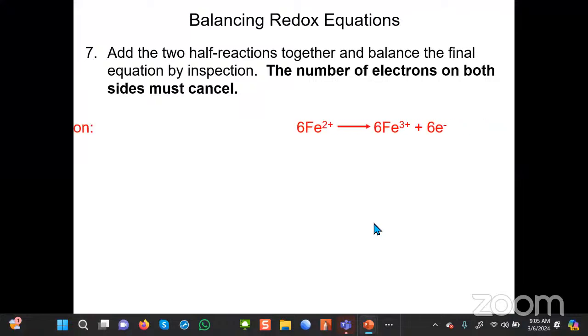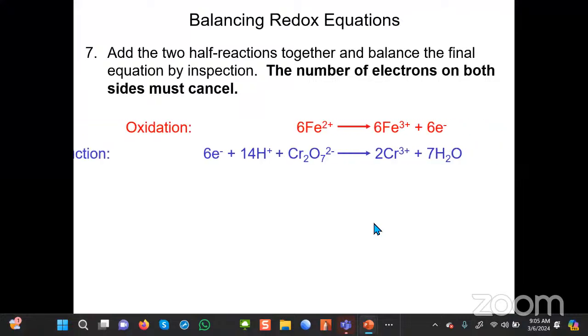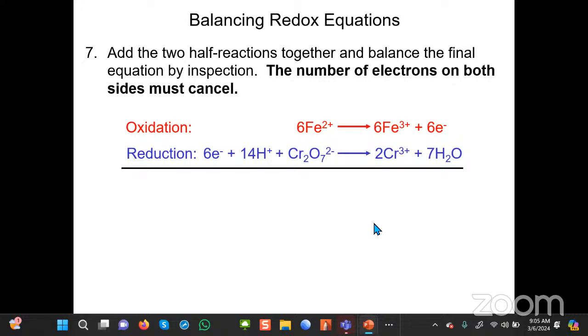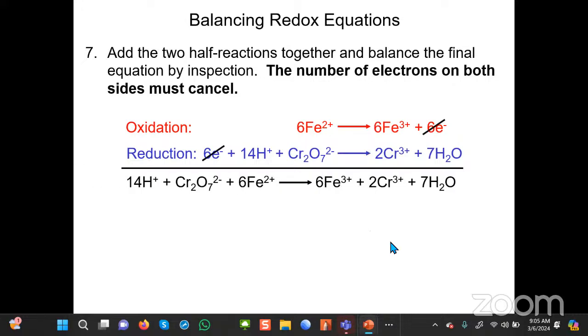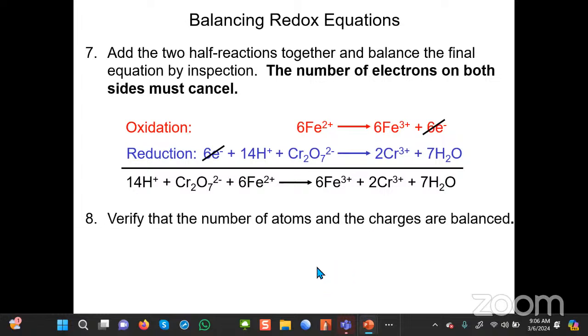So that would be the 6 electrons being canceled out between these two half equations, and whatever is left behind will be the final answer. And as I always tell my students, what I would strongly suggest you do is do a quick final check through to make sure that everything is balanced, all the atoms and all the charges, right?